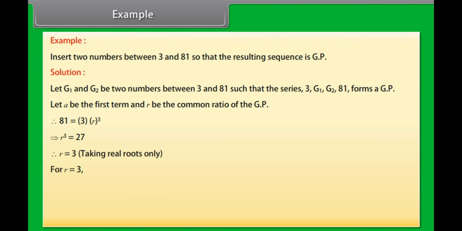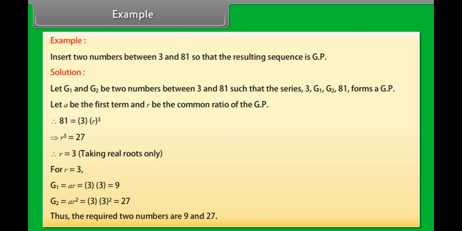For r = 3, G1 = ar = 3 × 3, which is equal to 9. G2 = ar² = 3 × 3² = 27. Thus, the required two numbers are 9 and 27.